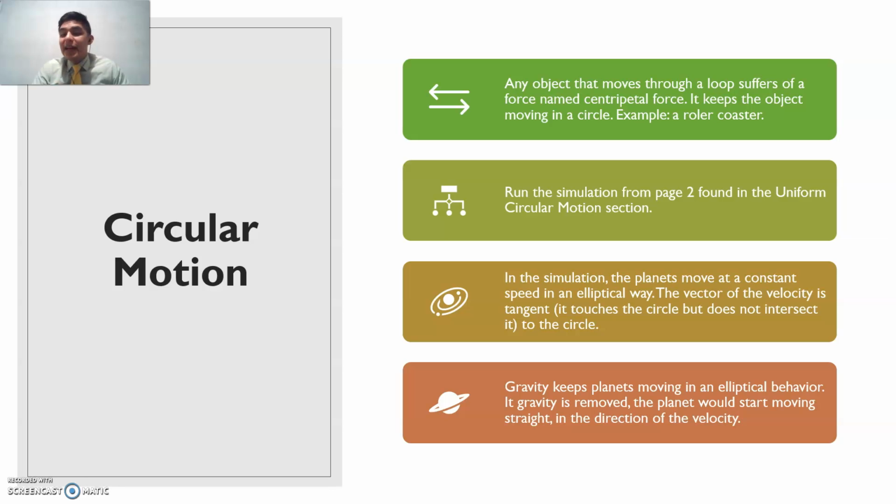And in the simulation, the planets move at a constant speed in an elliptical way. An elliptical way actually means that it's sort of a circle or sort of an oval. And the vector of the velocity is a tangent. It touches the circle, but does not intersect it. And then we go to the last one. Gravity keeps planets moving in an elliptical path. It's gravity. If gravity is removed, the planet will start moving straight in the direction of the velocity.